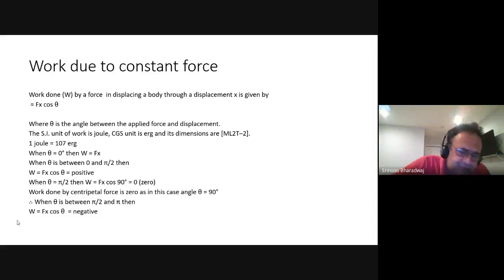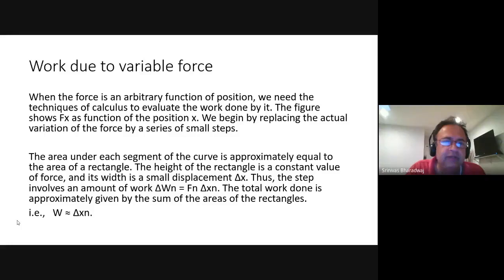Now, related to work is this thing called power. Power is the work done per unit time. dW by dt is power. So power is also F dx over dt, right? So it is F dot V. If there is a constant force, it will become F dot V. We will discuss power later, but right now we want to discuss only this.